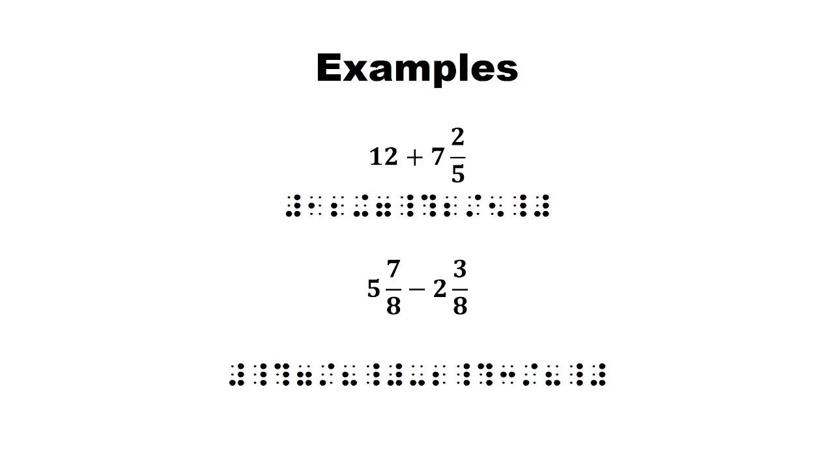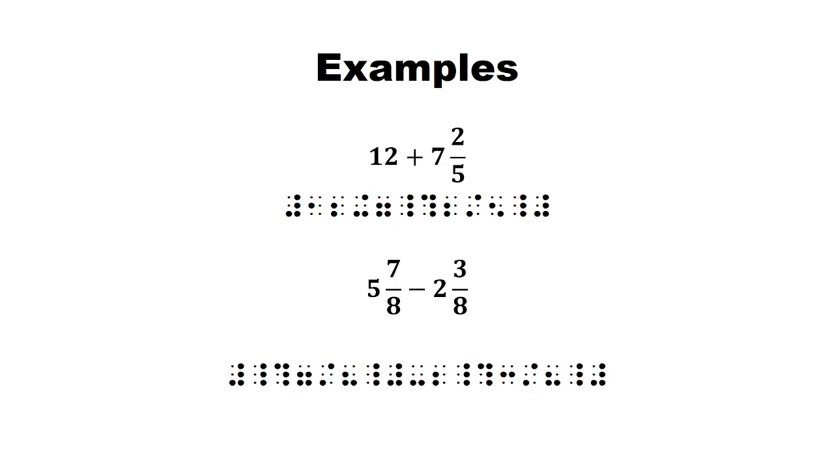the closing mixed fraction indicator consisting of two cells. First cell, that's 4, 5, 6. Second cell, that's 3, 4, 5, 6. And then the minus sign, which is composed of 3, 6 in Nemeth Braille. And we have next the subtrahend, which is 2 and 3 over 8.